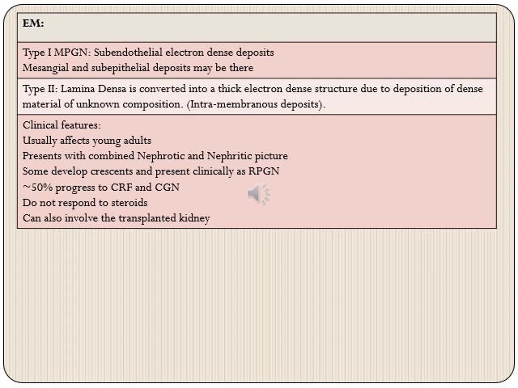Then clinical features: usually it affects young adults. It presents with combined nephrotic and nephritic syndrome, and if the patients have crescents, then they will clinically present as RPGN. Almost 50% of these patients will progress to chronic renal failure and chronic glomerulonephritis, and it does not respond well to steroids, and it can also involve the transplanted kidney, just like focal segmental glomerulosclerosis.